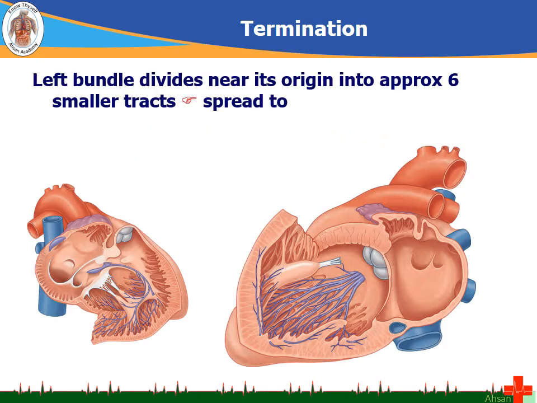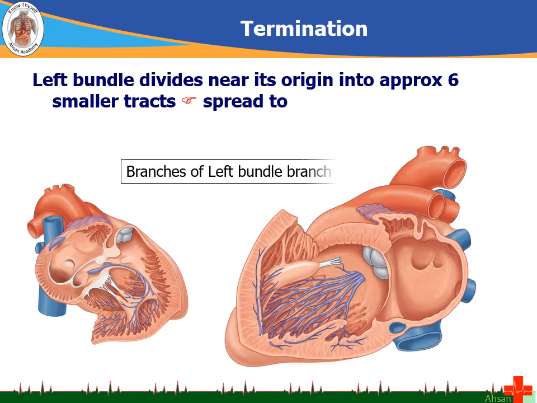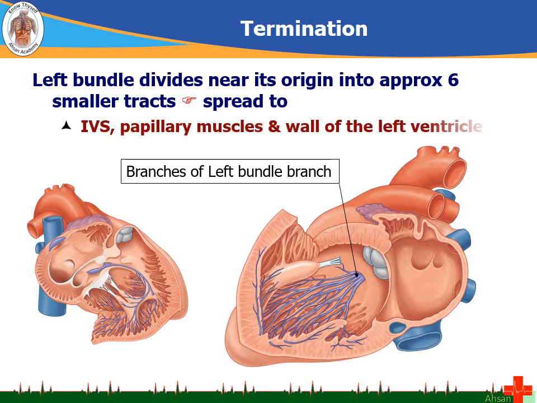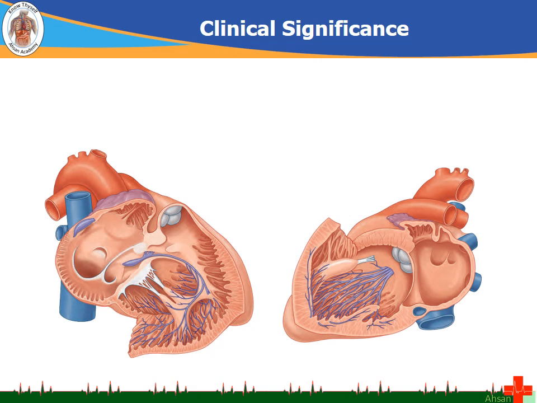The left bundle branch divides very early at its beginning into about 6 small tracts, and separately they spread in the septum and in the wall of the ventricle. You can see in the figure. So it gives branches separately to the interventricular septum, the papillary muscle, and the wall of the ventricles.